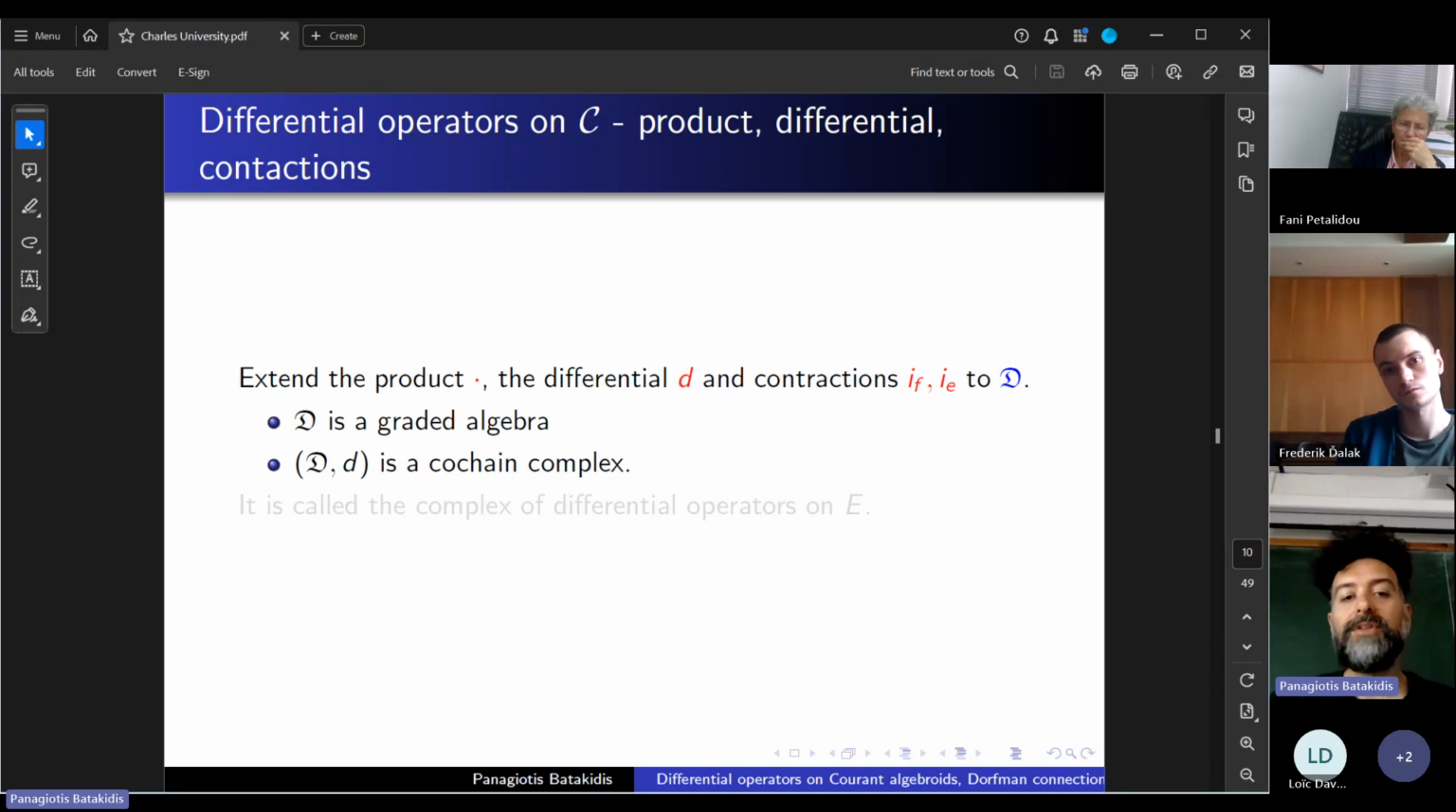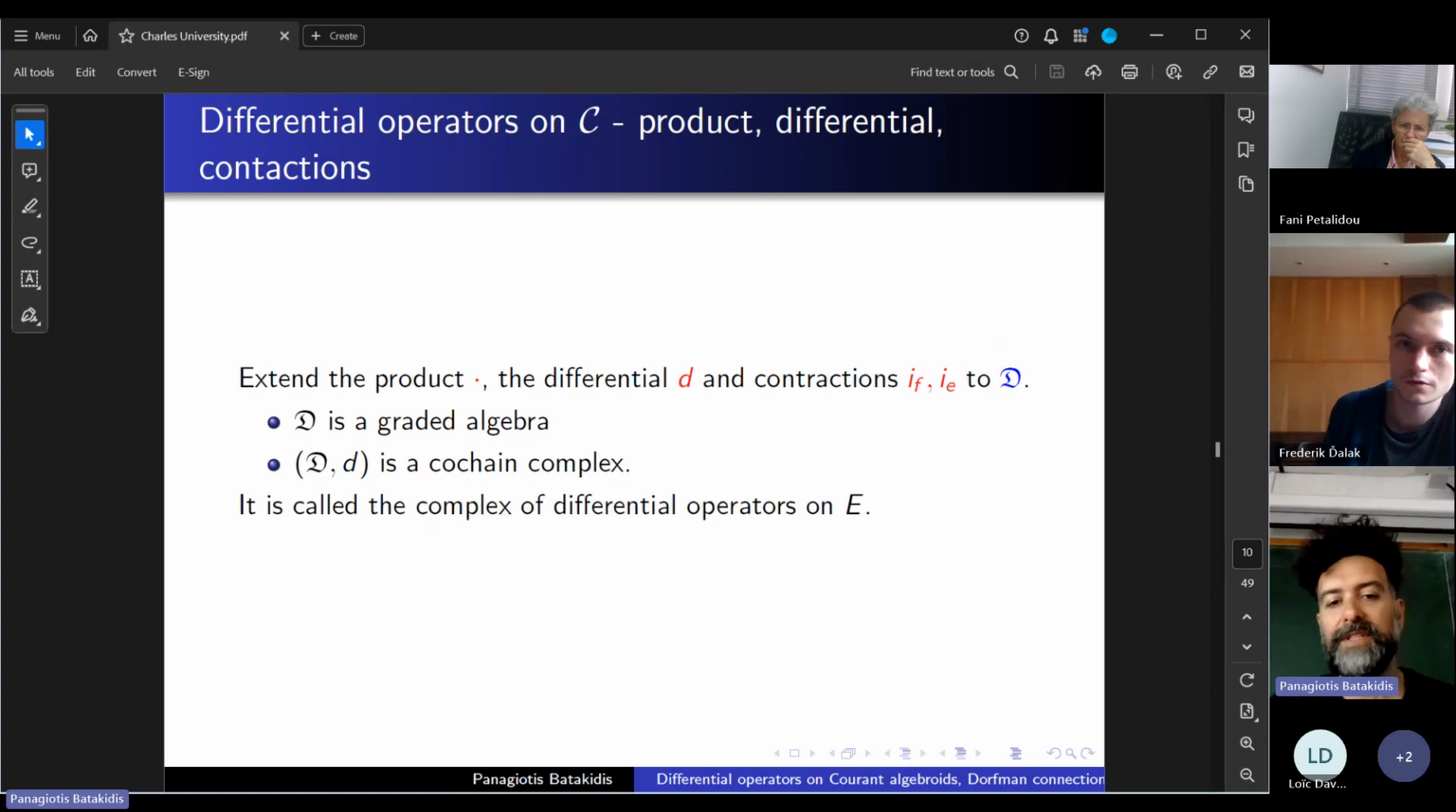So there is a cohomology attached to it, right? This is what we call the complex of differential operators, and the cohomology of differential operators, and so on and so on. Okay. Now the reason to do all that will appear after we say a few things about Dorfman connections.